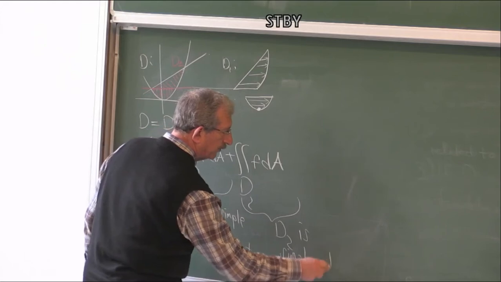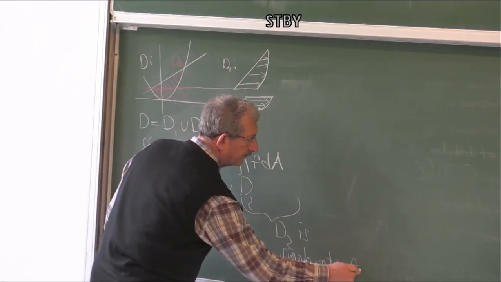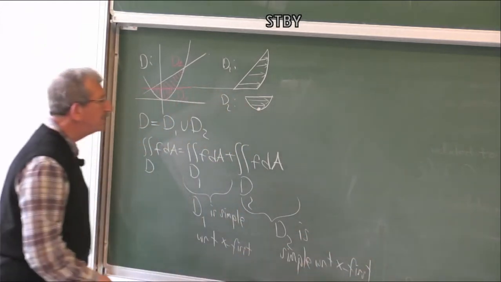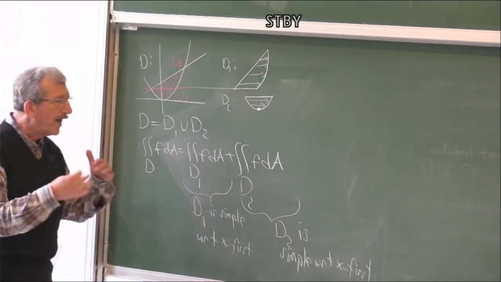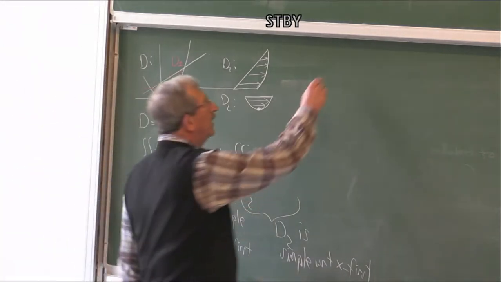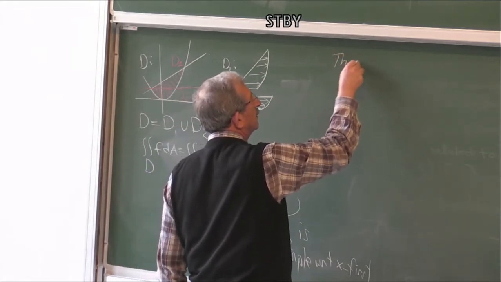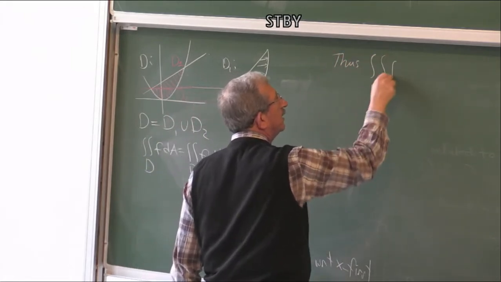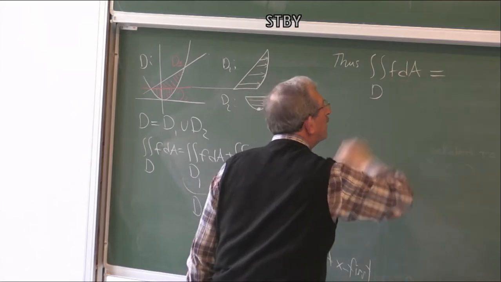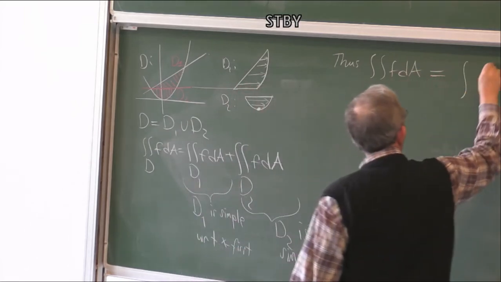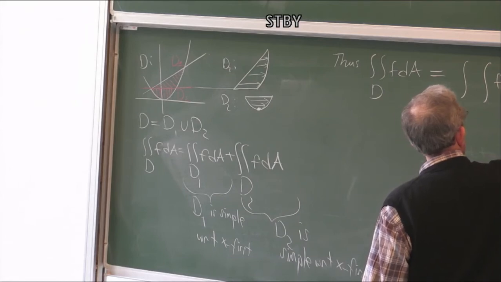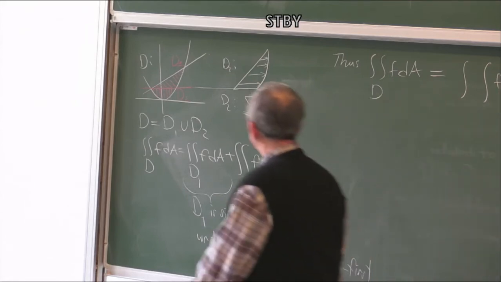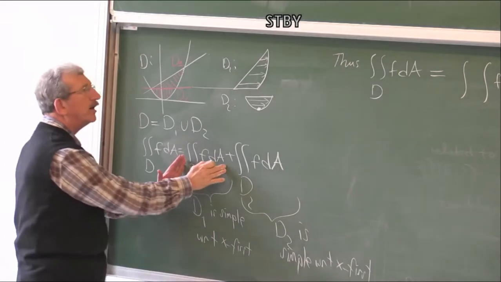With respect to x first. Okay, this means that we can transform them to iterated integrals where x comes first. Thus, the integral over D of f dA becomes an iterated integral with respect to x first, that is this D1 part.